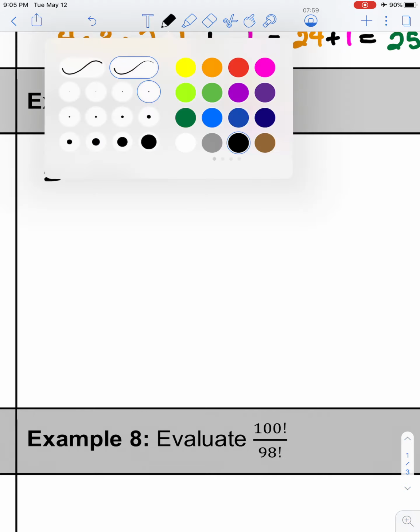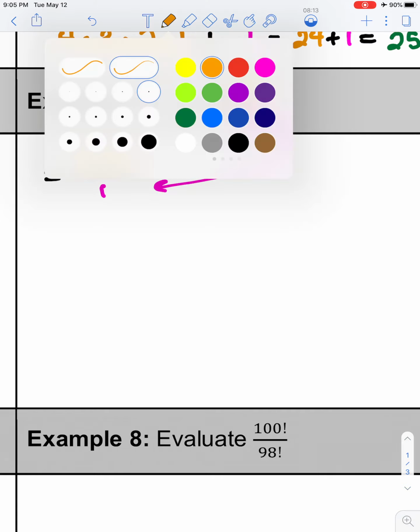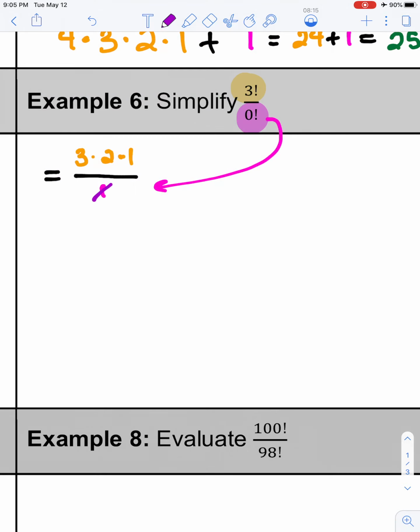But remember, we've been told that 0 factorial is actually just 1. So we have 3 factorial, which is 3 times 2 times 1 divided by 1. We have a kind of low stakes cancellation happening here that you guys are welcome to do, or you can recognize that 3 times 2 times 1 is just 6, and then 6 divided by 1 is 6. So here we have that 3 factorial over 0 factorial is just the value of 6.